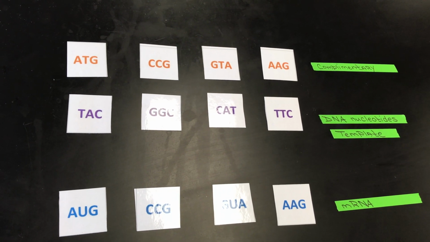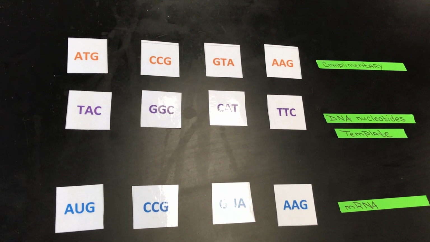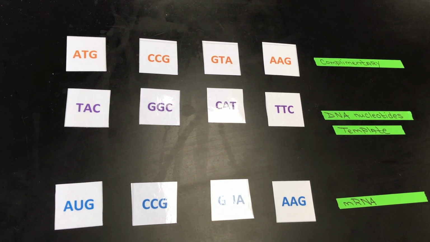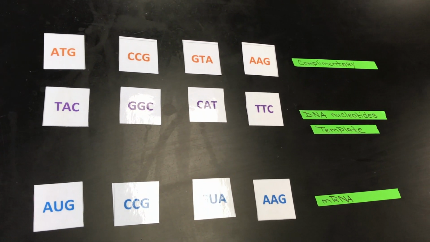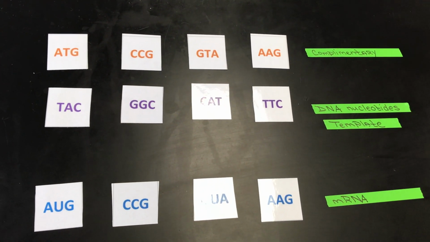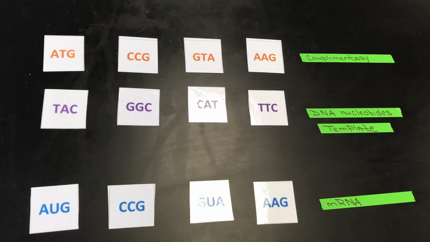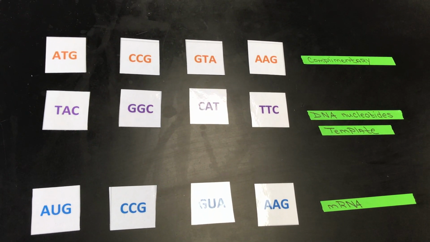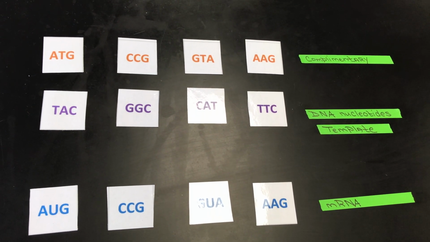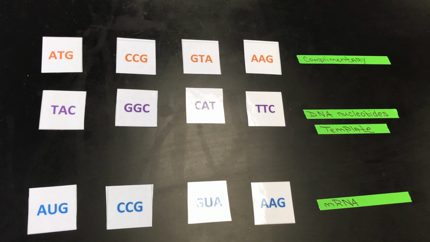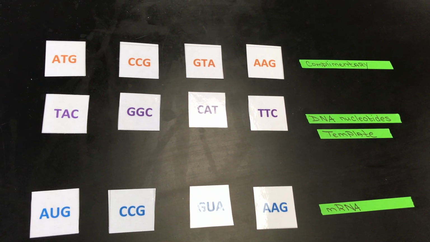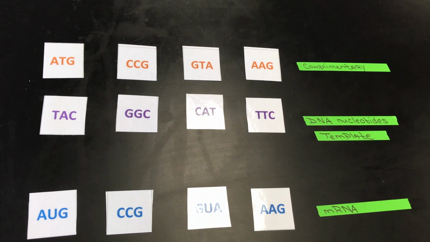Our second group of 3 is GGC, and that corresponds to CCG in messenger RNA. Our third group, CAT, is going to code for GUA in messenger RNA. In our fourth group of codons, TTC is going to code for AAG. We have now made messenger RNA. We have undergone the process of transcription.